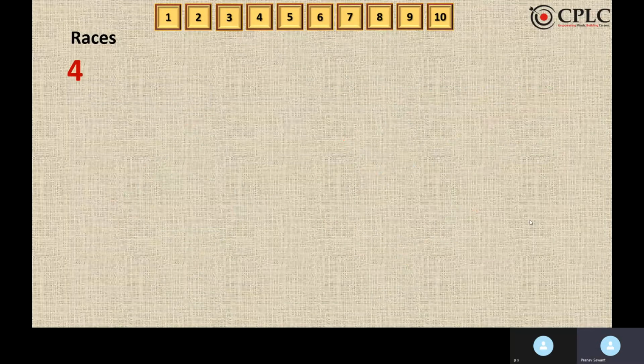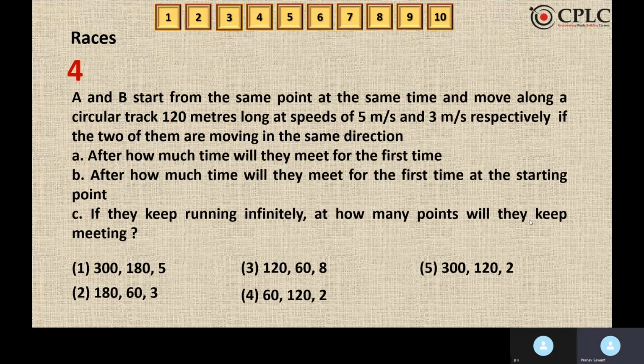Moving to the next question. A and B start from the same point at the same time and move along a circular track 120 meters long at speeds of 5 meters per second and 3 meters per second, respectively. If the two of them are moving in the same direction, after how much time will they meet for the first time? After how much time will they meet for the first time at the starting point? If they keep running infinitely, at how many points will they keep meeting? So let's answer the three questions.